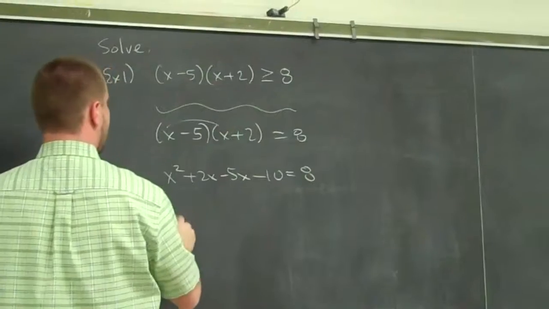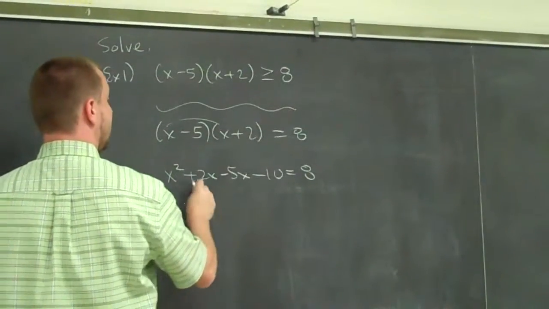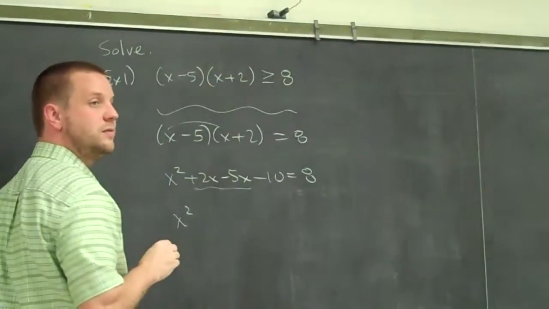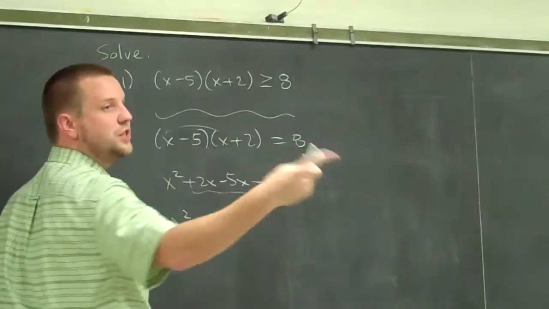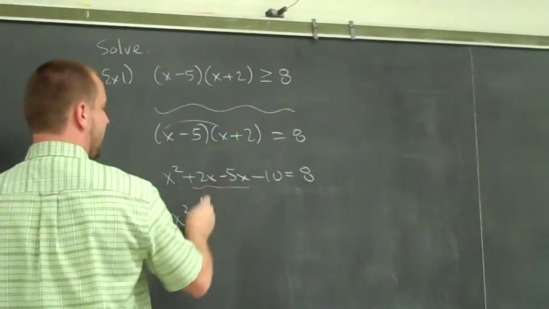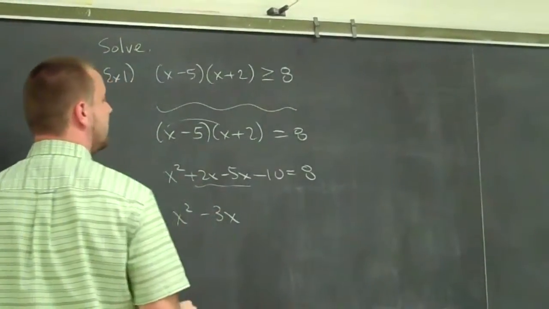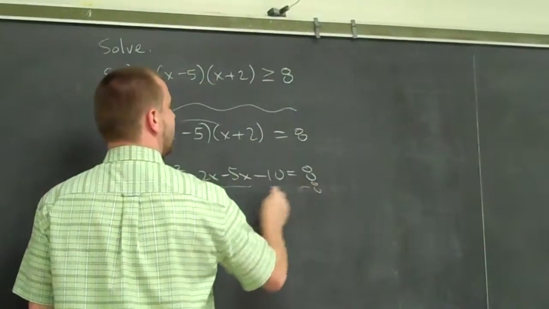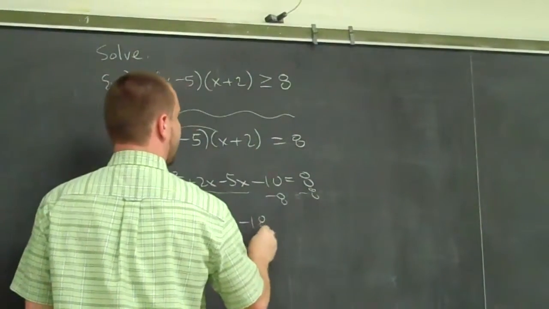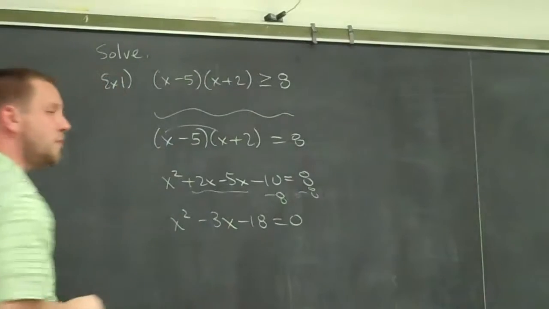So that's, how did you do plus? My FOIL? Oh, no. Yeah, you skipped that step. You already called that minus 3x, combined your like terms. And if I subtract that 8 over, it's minus 18 equals 0.